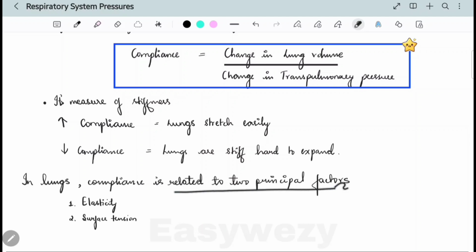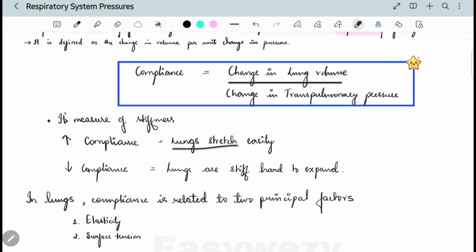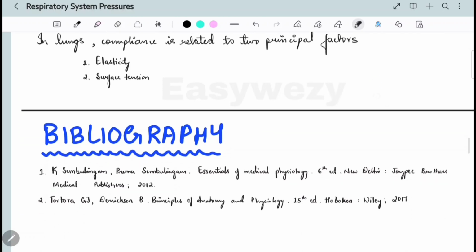Compliance is related to two principles: elasticity and surface tension. Elasticity is the stretchability of the lung, thus increased elasticity increases the compliance. Surface tension is the tension in the alveolar surface. This tension is not good because it has the tendency to collapse our lung. Surfactant does not allow surface tension to act upon it. So more surface tension, less compliance. Less surface tension, more compliance, meaning more expandability. So that was it for today's video.